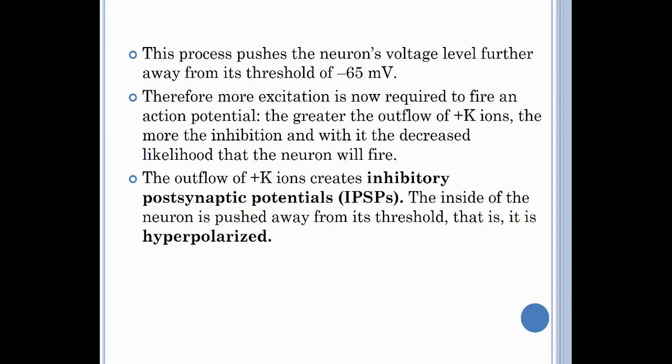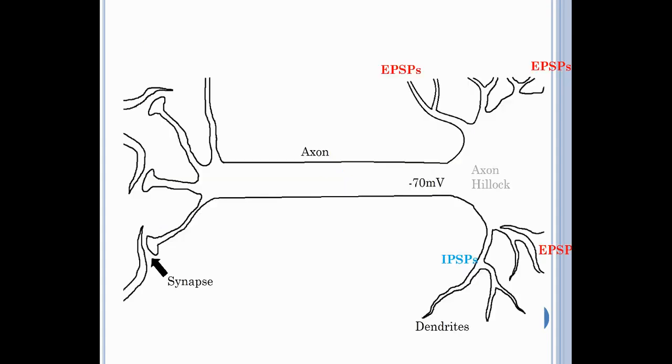The greater the outflow of potassium ions, the more inhibition, and with it, the decreased likelihood that the neuron will fire. This outflow of potassium ions creates what we call an inhibitory postsynaptic potential, or IPSP. The inside of the neuron is pushed away from its threshold. That is, it's hyperpolarized.